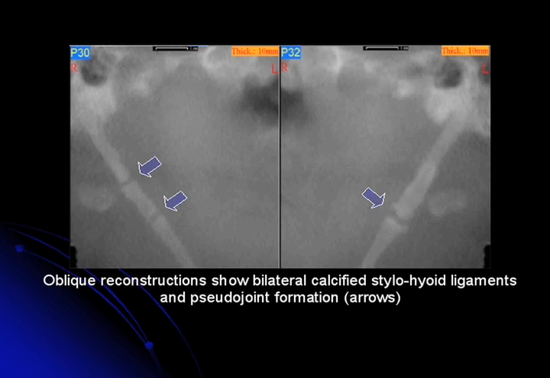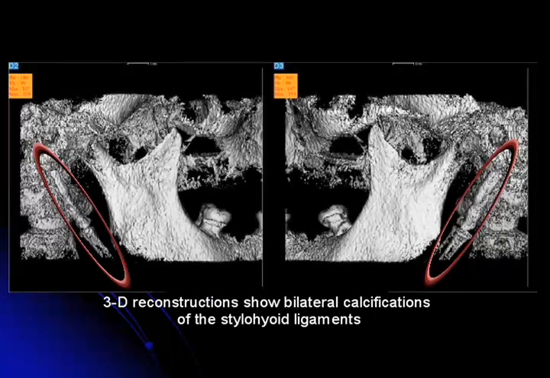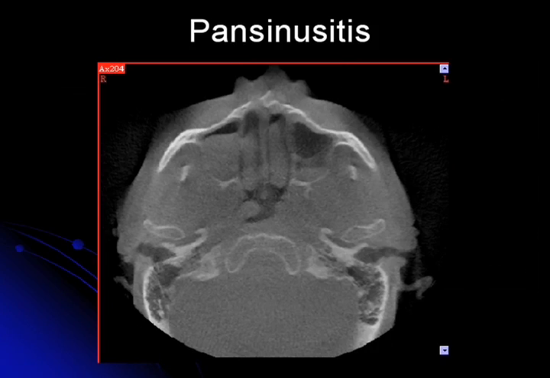So this is a very nice case that shows what those calcifications are. And in the 3D reconstruction, with the soft tissue stripped away here, you can see these nice joint formations in the stylohyoid ligament. So these are things that you can see.